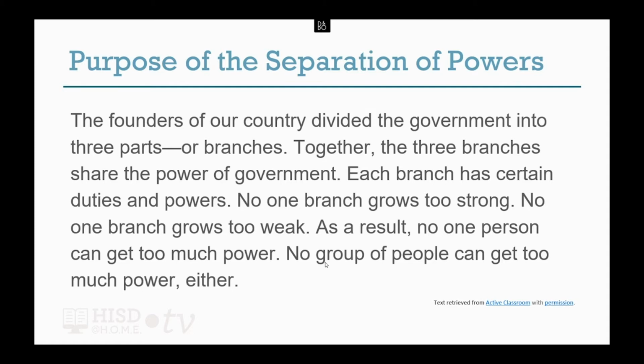Okay, so the reading begins to tell us that the founders divided it into three parts and that each part shares powers of the government. But if we look at the last two sentences, that gives us the reason. So hopefully you guys identified the end of the paragraph as the purpose of the separation of powers. No one person can get too much power, or no group of people can get too much power either, right? So the separation of powers helps keep our government in balance.